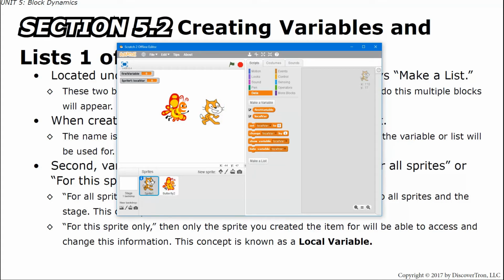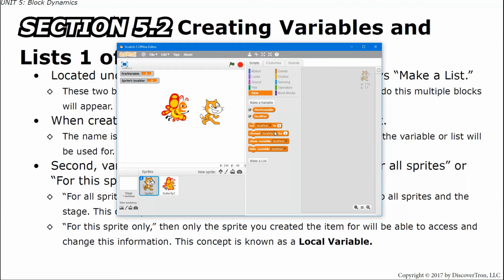Another thing to note is up here on these little data windows for the variable, it shows the value and the name of the variable. Now notice the local variable we created for the cat, which is sprite 1. It has the name of the sprite and the variable name. The global variable only has the global variable name. So that's going to help you identify local variables versus global variables.